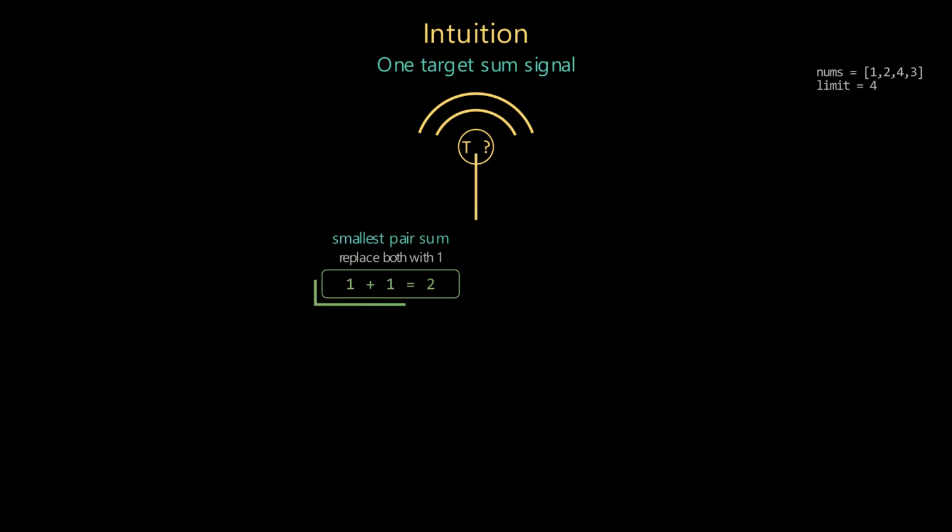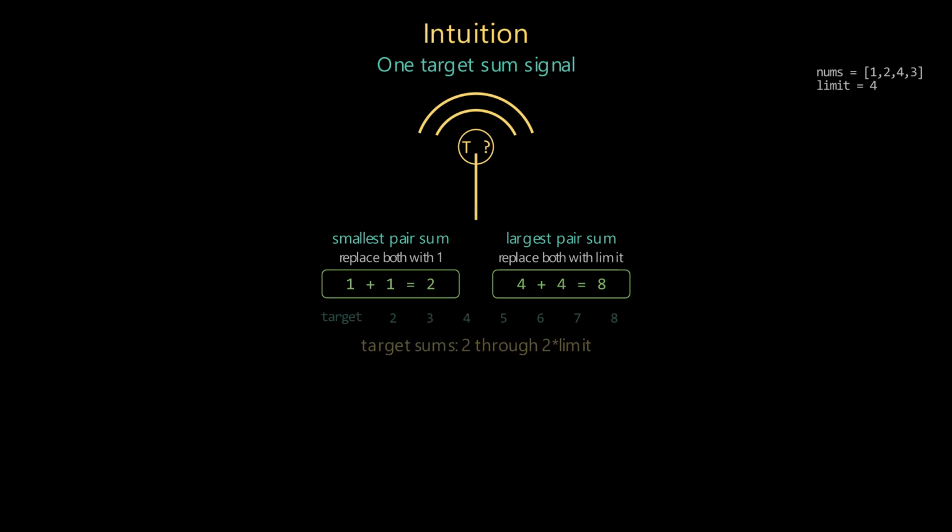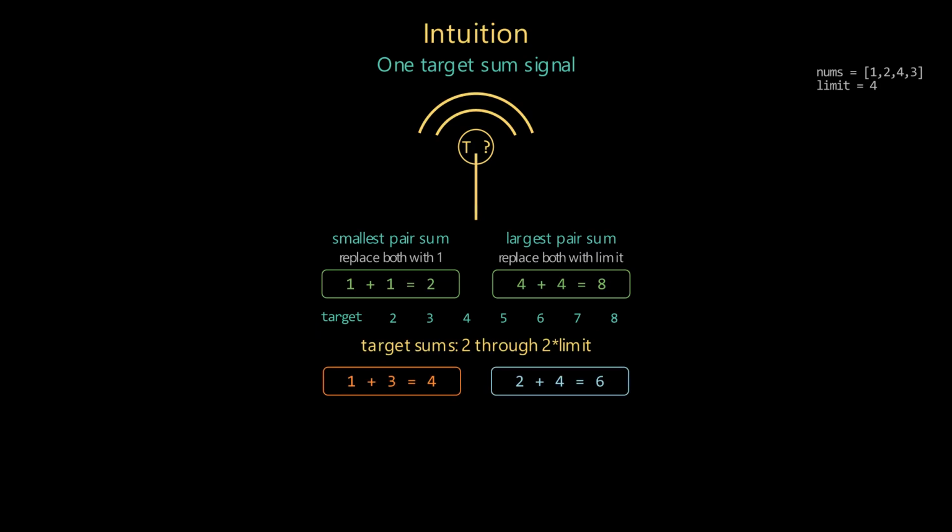The smallest possible pair sum happens if both values are replaced with 1. That gives 1 plus 1, so the lower bound is 2. The largest possible pair sum happens if both values are replaced with limit. Here limit is 4, so the upper bound is 4 plus 4, which is 8. So every possible target sum lives from 2 through 2 times limit. In this example, that means targets 2 through 8.